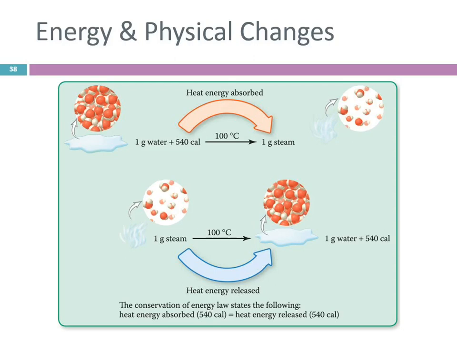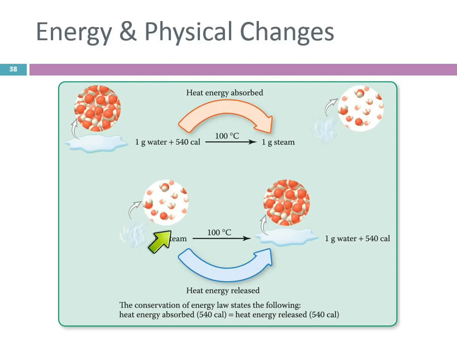So energy is involved in physical changes, changes in state. So if we have liquid water, 1 gram of liquid water, and we want to turn that into steam, what are we going to have to do to it? We're going to have to heat it up, put it on the stove and boil it. We're putting energy into it. Putting energy into it increases the movement of those particles, and eventually they get enough energy that they can break loose and move around. And so they become a gas.